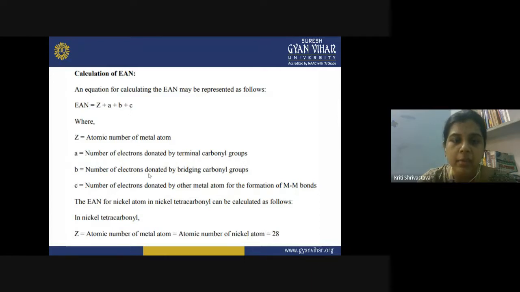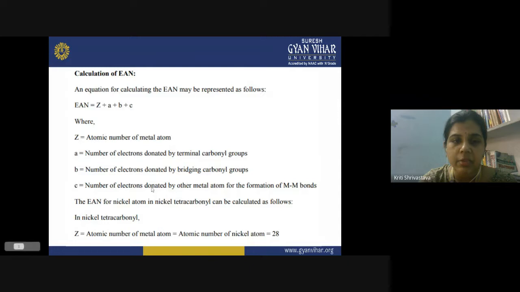Then B is the number of electrons donated by bridging carbonyl groups. You know that when we have a bridging carbonyl, it donates one electron to each of the metals. Between the two metal atoms, if it is forming a bridge, then the electron pair on the carbon HOMO, one electron goes to each of the metal atoms. So this is the way.